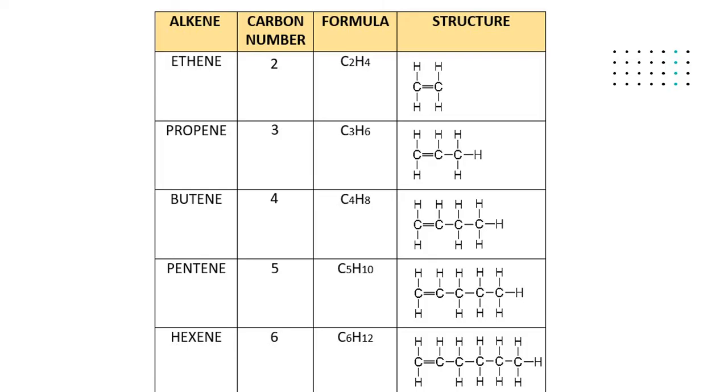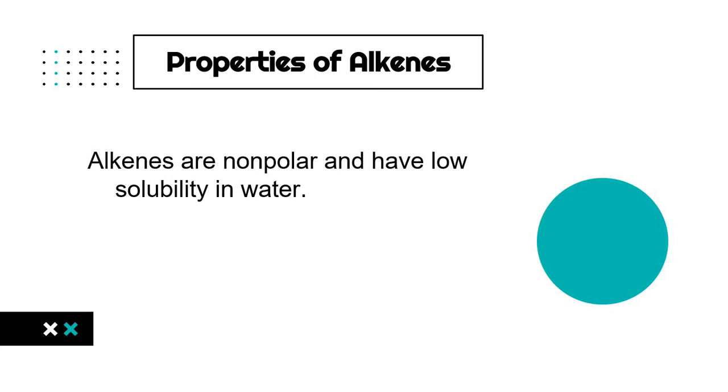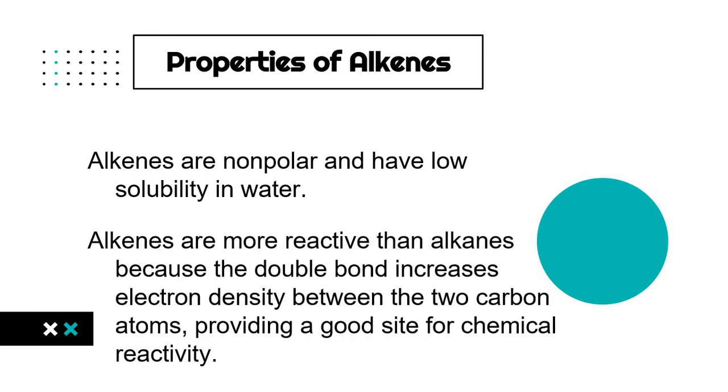Okay, next. So here are the other structures for alkenes. Alkenes are also nonpolar and have low solubility in water, and this time they are more reactive than alkanes because the double bond increases electron density between the 2 carbon atoms, providing a good site for chemical reactivity. So in between the double bond, there's an electron here and an electron here. So there are more electrons here.